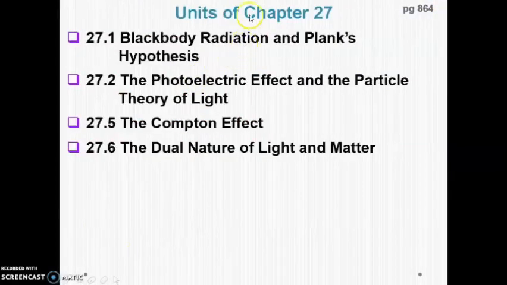So, the units of chapter 27. The first one here is 27.1, the black body radiation and the Planck's hypothesis. Then we go into 27.2, the photoelectric effect and the particle theory of light. And then we go into 27.5, the Compton effect. And the last one here is 27.6, the dual nature of light and matter.